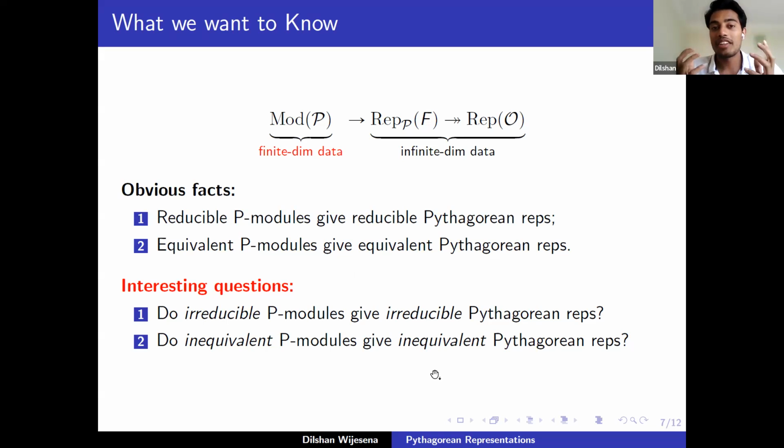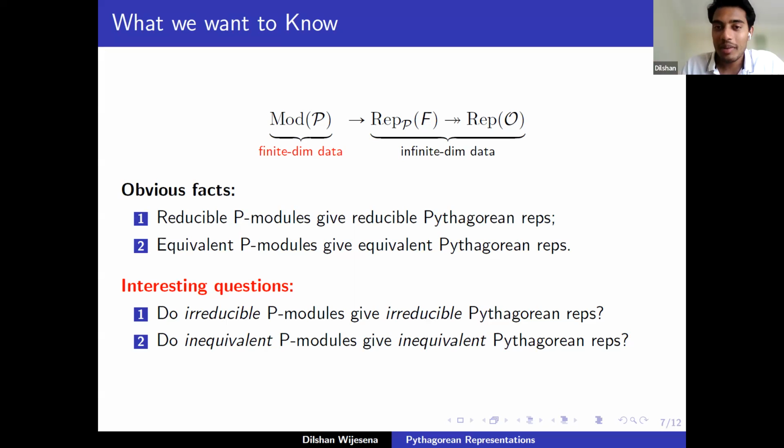Okay, so what would be the dream? What is the very best we could wish for is that this functor, this Jones machinery, transfers irreducible objects on the left-hand side to irreducible objects on the right-hand side. And if that was true, that would be amazing, because that would easily give us irreducible representations. Unfortunately, that is not the case. That is too much to hope for.